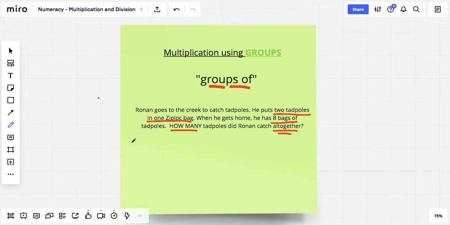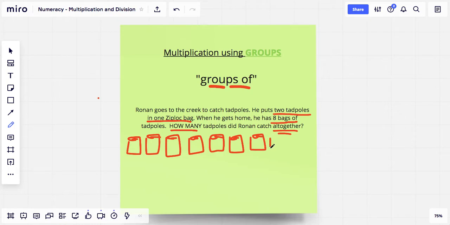So you learned in primary that when faced with a word problem, drawing a picture is a really good way to help you understand the problem. So I'm just going to draw my Ziploc bags here. So when Ronan got home, he said he had 8 bags of tadpoles. So I'm just going to draw these quick little bags. 1, 2, 3, 4, 5, 6, 7, 8.